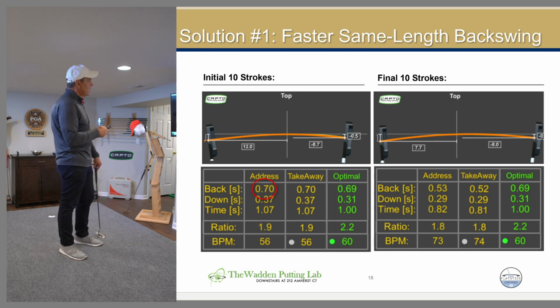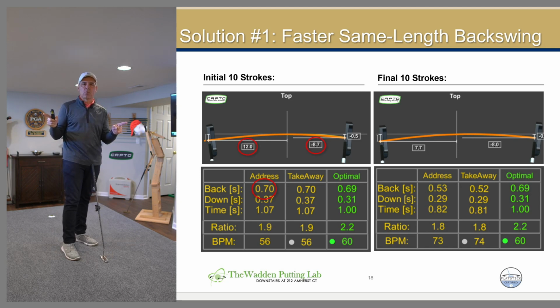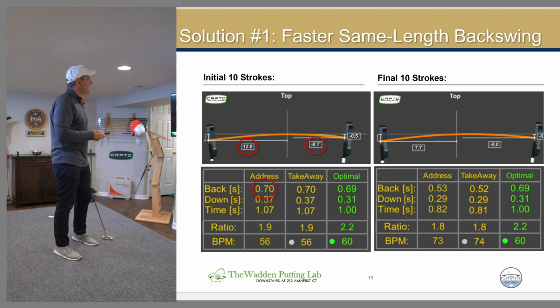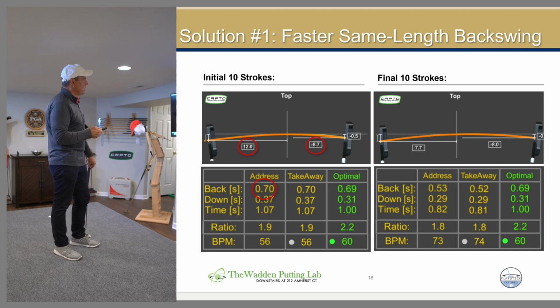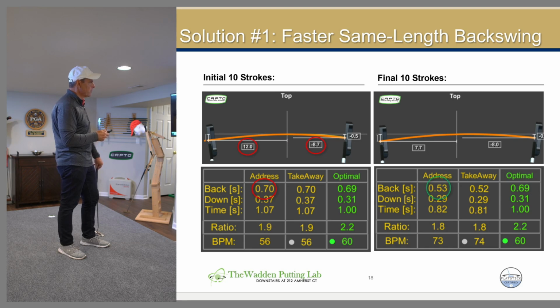So anyway, he's at 0.7, and his follow through is longer than his backswing. His backswing is basically 9 inches. His follow through is 12 inches for a total of 21 inches of putter travel. Now he maybe took 50 strokes or so in 45 minutes, and those were the results from his initial 10 strokes. His final 10 strokes, we got his backswing time shortened from 0.7 to 0.53.